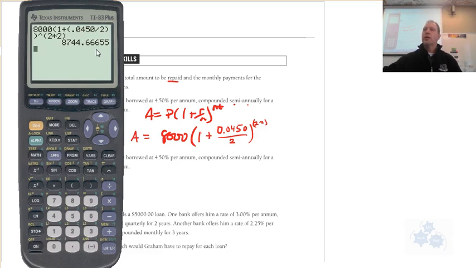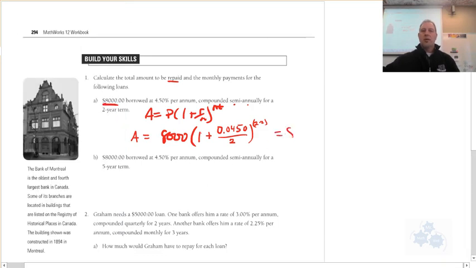8,744.66... Actually, we'll round that to the nearest cent. So $8,744.67. So that's how much has to be repaid. So we've got $744.67 in interest. Okay, and this is the compound interest formula. All right, so that's number 1 for the Build Your Skills for 8.1.